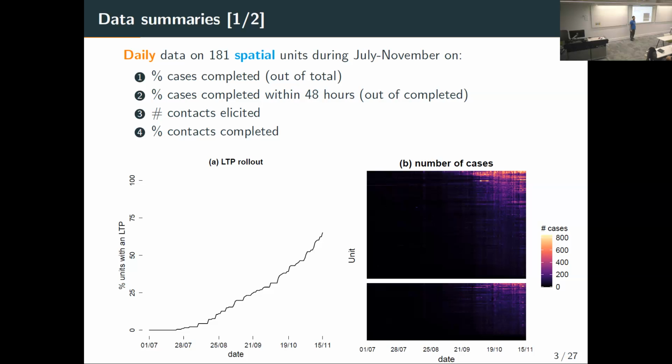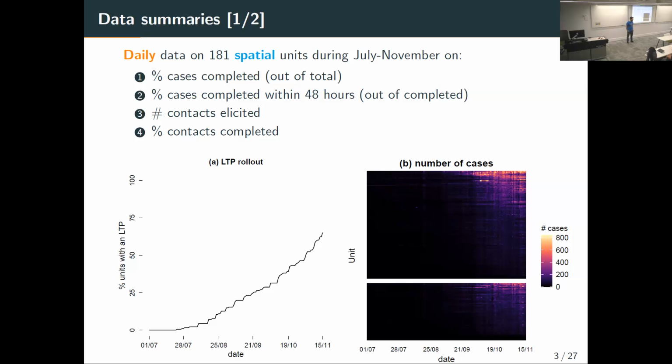And the other important characteristic that I want to highlight is that the contact tracing is all about getting in touch with cases. So I wanted to plot how many cases we had for each region and for each day of the study. The x-axis over here is the date, and the y-axis represents the different spatial units. And you can see that at the beginning of the study, the number of cases is very low.